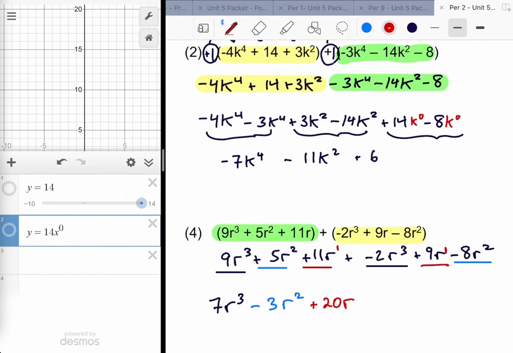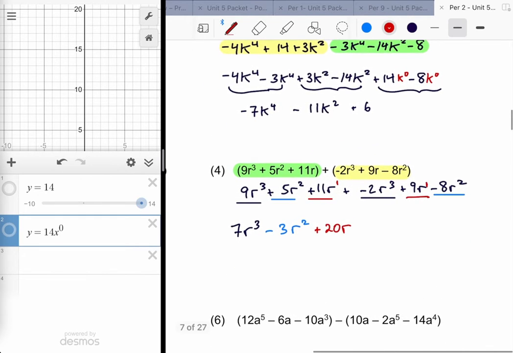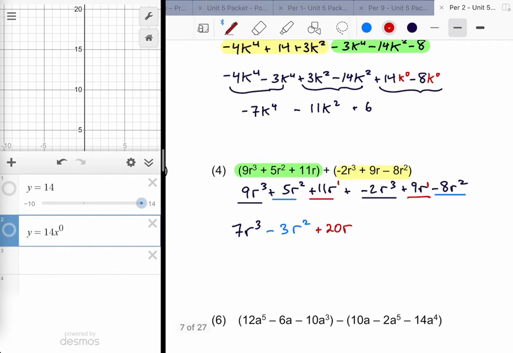Now these three remaining terms do not have common powers. They have the same variable, but not raised to the same power. So they're not like terms, and therefore they can't be combined. All right, so much quicker. We cut out a lot of the fluff.